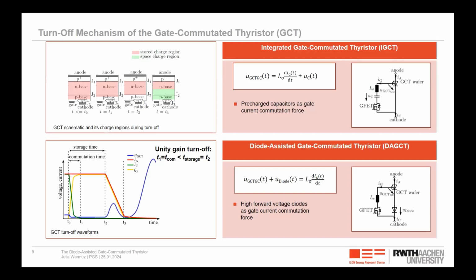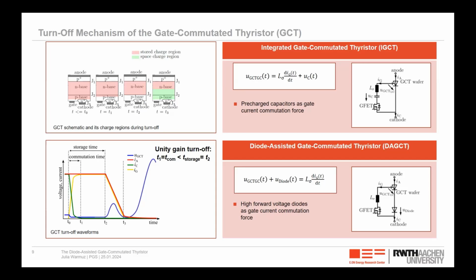The drawback of this structure is that we have the capacitors, and the capacitors become very bulky. The higher the current is that we want to turn off, the more energy we need to store in the capacitors. So therefore, the driver gets more complex, and we need some time to charge the device, and also our stray inductance becomes higher. So the idea to optimize this is then with a new device, the diode-assisted gate-commutated thyristor.